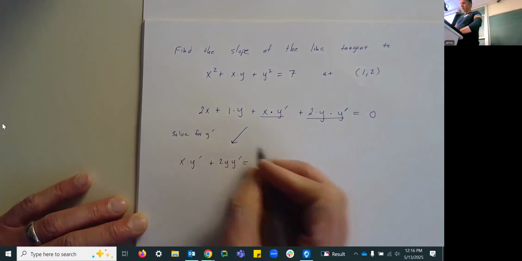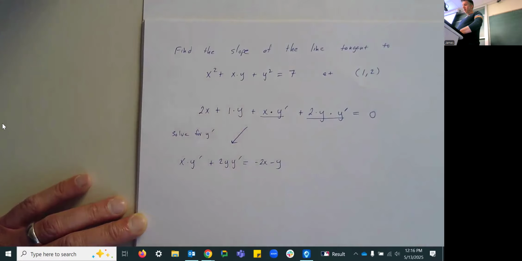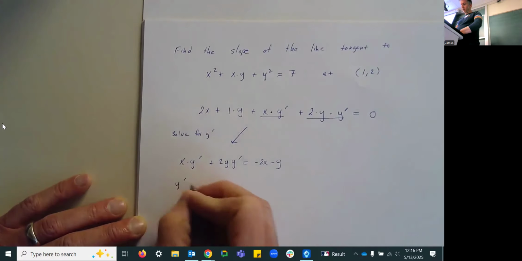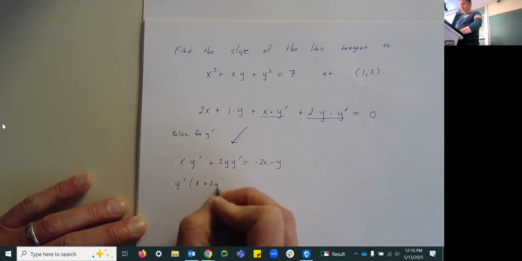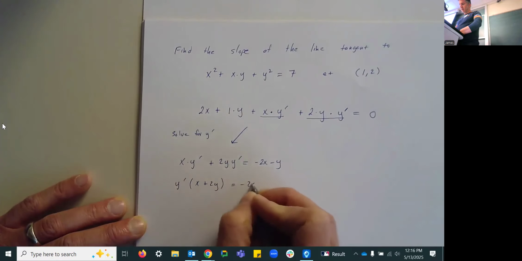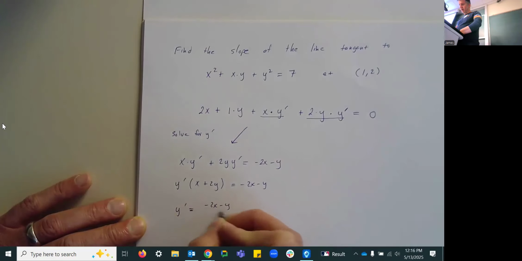And on the other side, I'm going to have a minus 2x minus y. I'm then going to factor out the y prime, just like we do every time. So I'm going to have y prime times x plus 2y equal to negative 2x minus y. And finally, we're going to get y prime equal to negative 2x minus y over x plus 2y.